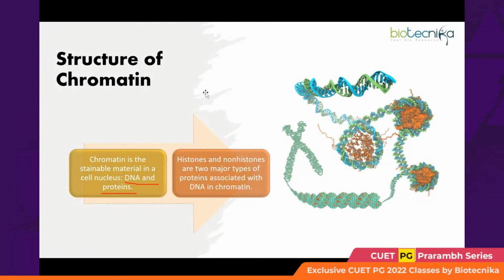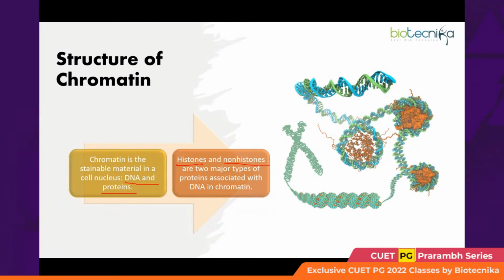Now what all proteins are present? There are two types of proteins usually present with the DNA. One is called the histone protein, and whatever is not histone is called non-histone. Histones and non-histones are two major types of proteins associated with the DNA in the chromatin. This fundamental structure of chromatin is found to be identical in all eukaryotes. The basic structure of chromatin, whichever eukaryotic cell you pick, is the same in all of them.